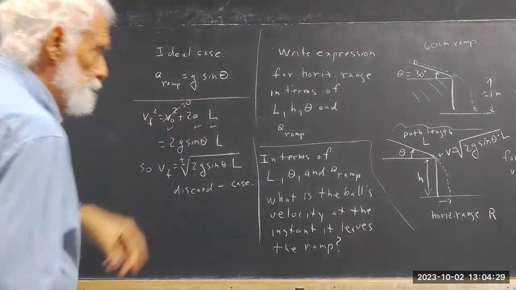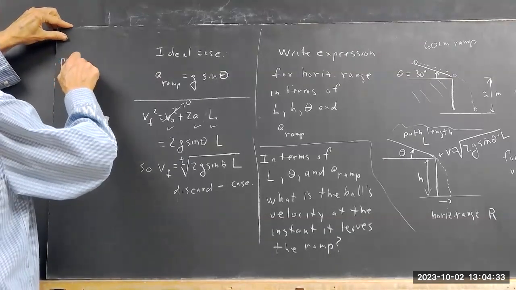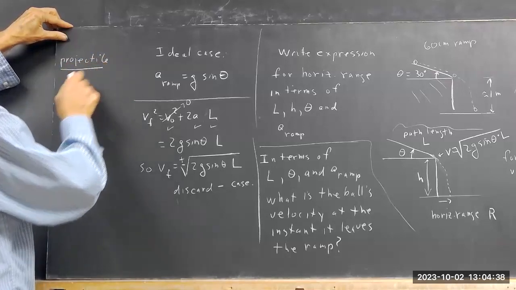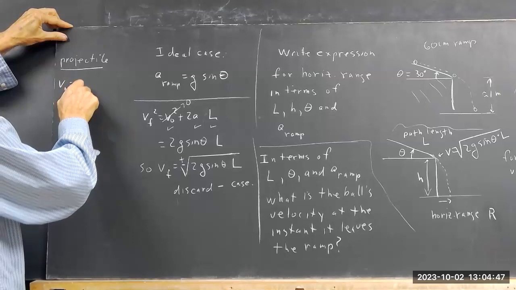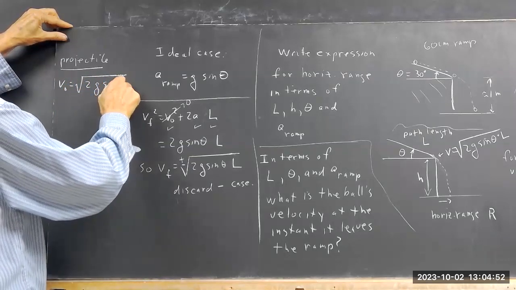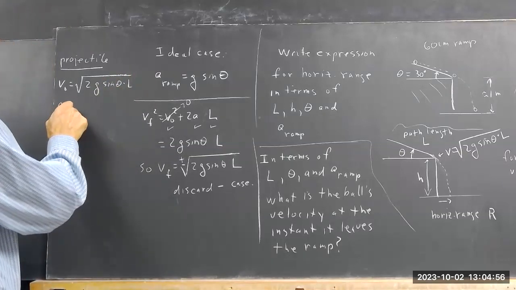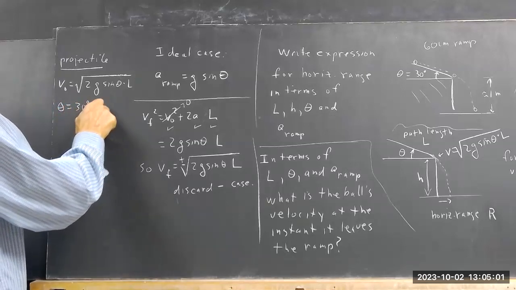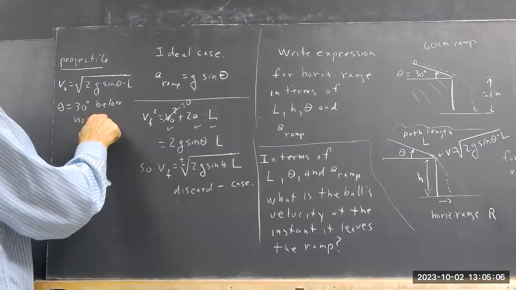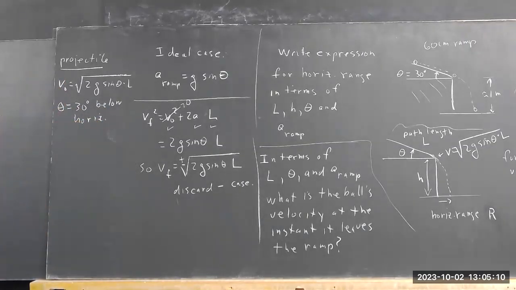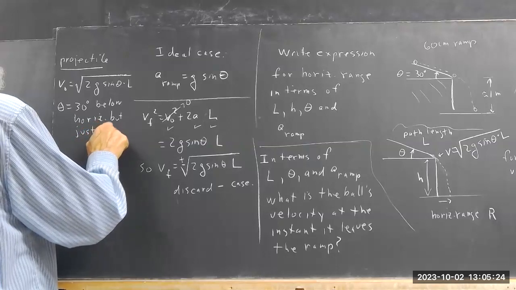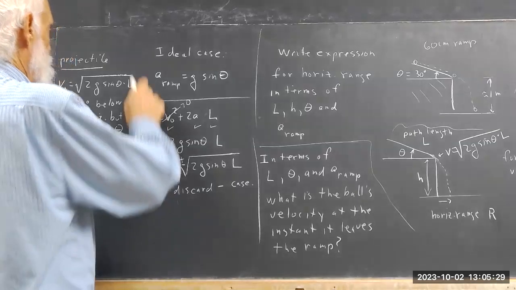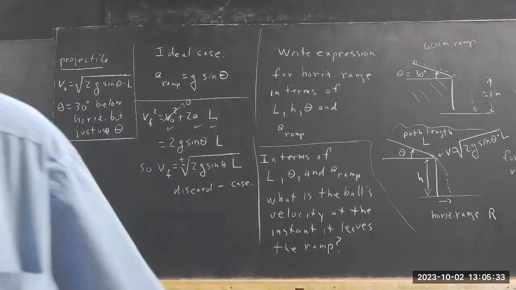Well, now we have the projectile. Okay, v naught is this, theta is 30 degrees below horizontal. Okay. But you have to use theta because we're going to change it. I'm going to ask what should be the horizontal range for this theta, for that theta, whatever.